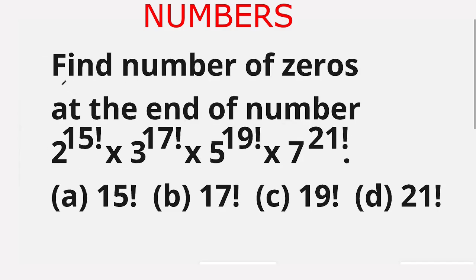Our question is, find the number of zeros at the end of the number 2 to the power 15 factorial multiplied by 3 to the power 17 factorial multiplied by 5 to the power 19 factorial multiplied by 7 to the power 21 factorial. The given options are option A 15 factorial, option B 17 factorial, option C 19 factorial, option D 21 factorial.